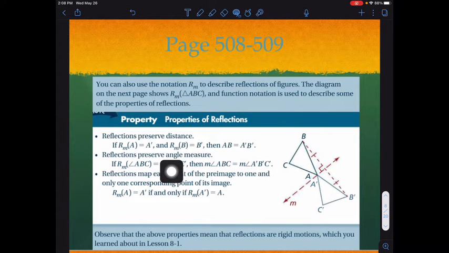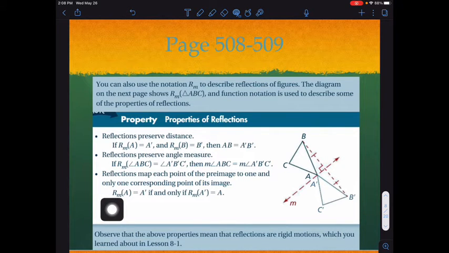Reflections also preserve angle measure. So if the reflection over line M of angle ABC is equal to angle A prime B prime C prime, then the measure of angle ABC is equal to the measure of angle A prime B prime C prime. Here we have angle ABC, here's angle A prime B prime C prime. So these two angles, we could also call them angle B and angle B prime, are going to have the same measure. Reflections map each point of the preimage to one and only one corresponding point of its image.